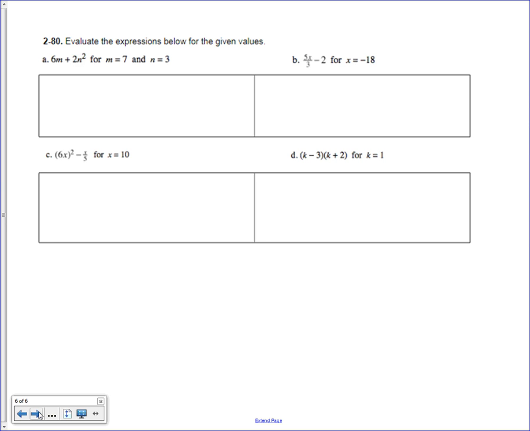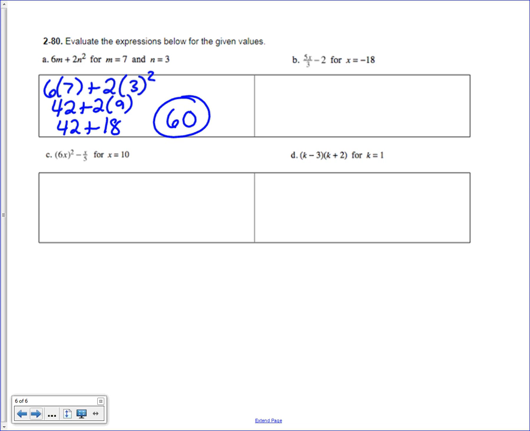And lastly, evaluate the expressions when the given values. So I get 6 times 7 plus 2 times 3 squared. Follow order of operations. I do exponents first. So I can get 42 plus 2 times 9, or 42 plus 18, which is 60. For B, I'm going to get 5 times -18 divided by 3 minus 2. I actually did the -18 divided by 3 first and got -6. So I got 5 times -6 minus 2, -30 minus 2, -32.